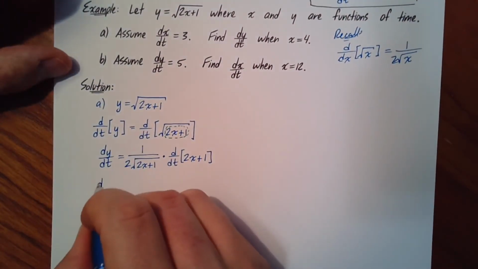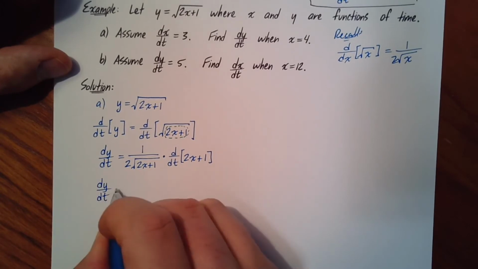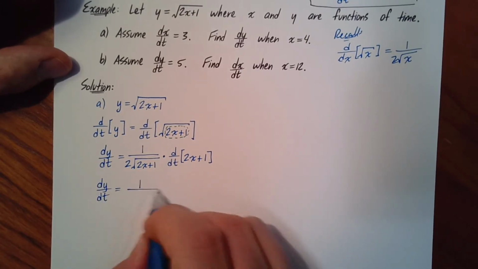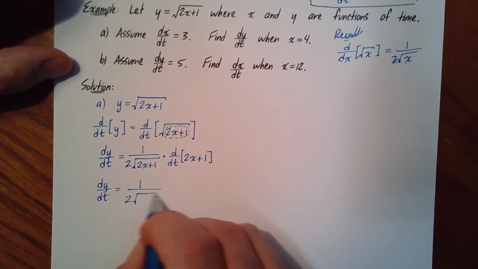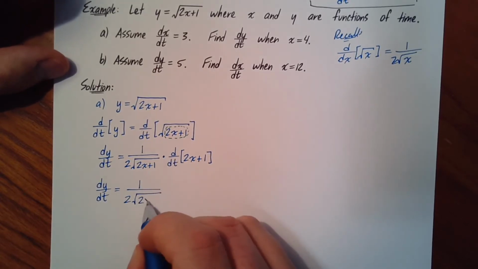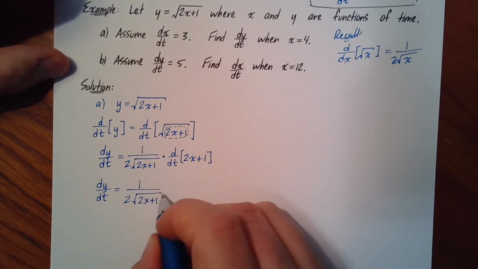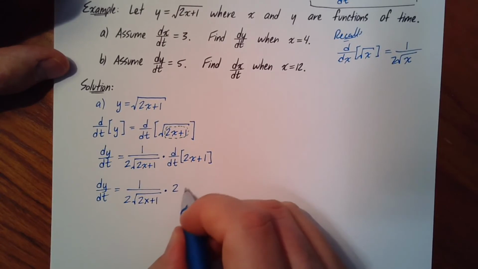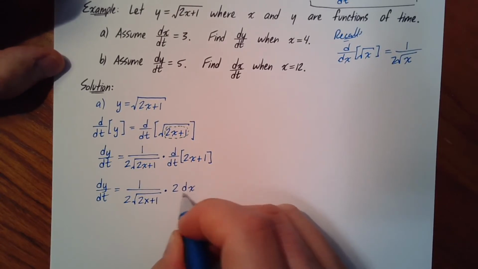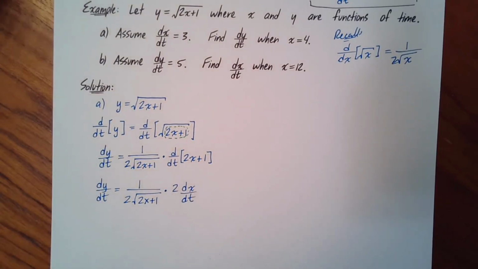Okay, so we have dy dt is equal to 1 over 2 times the square root of 2x plus 1. Nothing's changing there. And we're going to multiply that by 2 times dx dt.